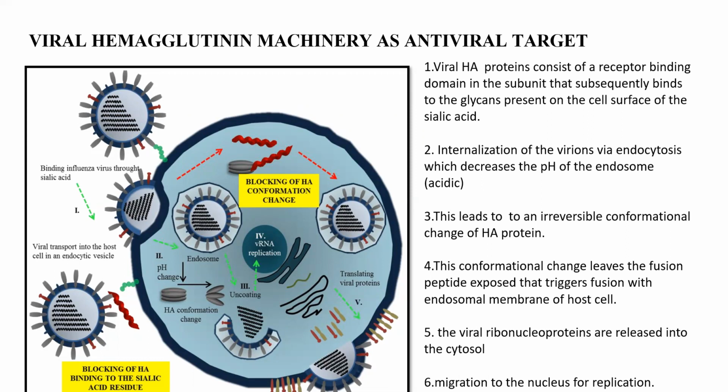So scientists have targeted two important factors here. One is blocking of the HA binding to the sialic acid residue, which is the beginning or the initiation of the entire process itself. Another target could be the blocking of the HA conformational change, which stems from the acidic environment of the endosome itself.